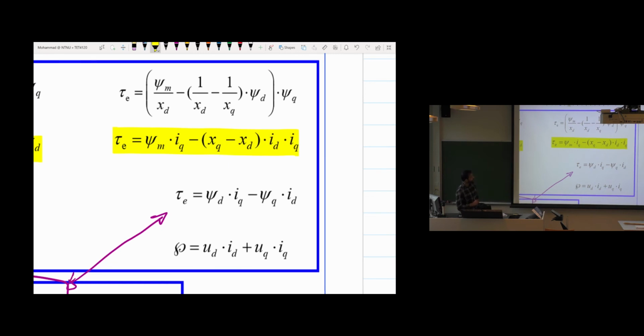So what is this equation saying to us? We see that this is the flux linkage from the magnet, and it's fixed because it's a permanent magnet. Then we have the q-axis component, and here we have the xq and the xd. If you remember, for a symmetrical machine xd and xq are the same. This means it cancels this part for a symmetrical machine.